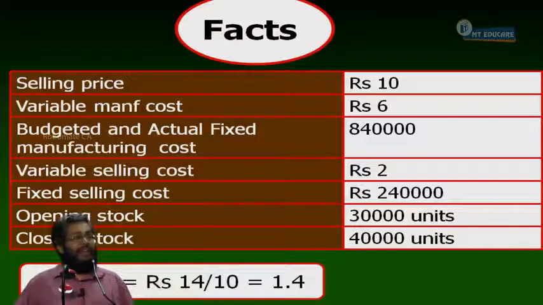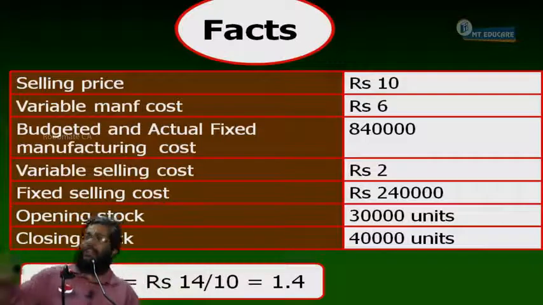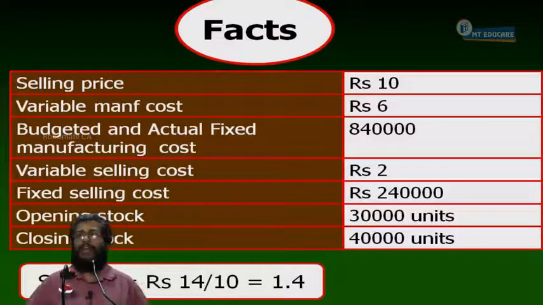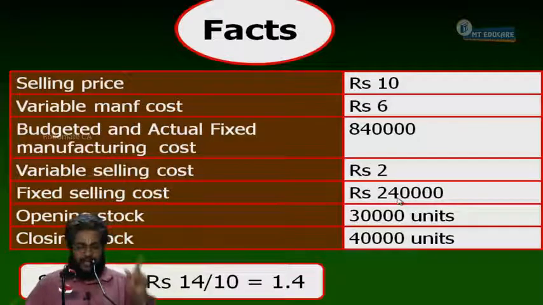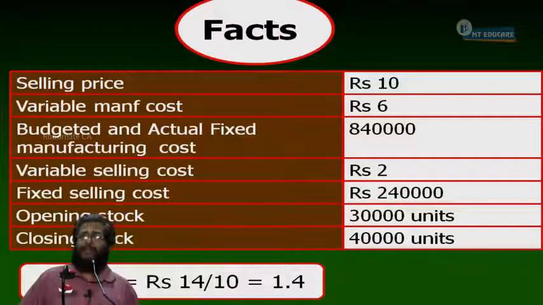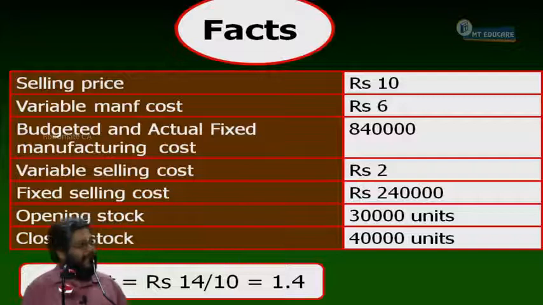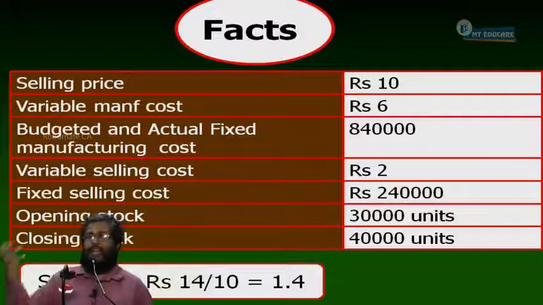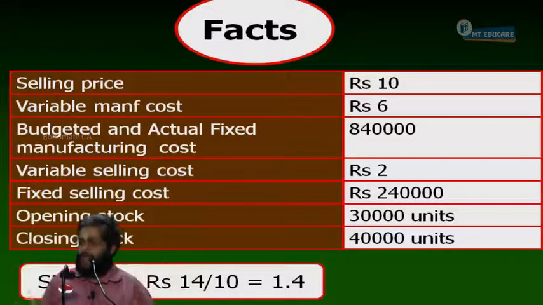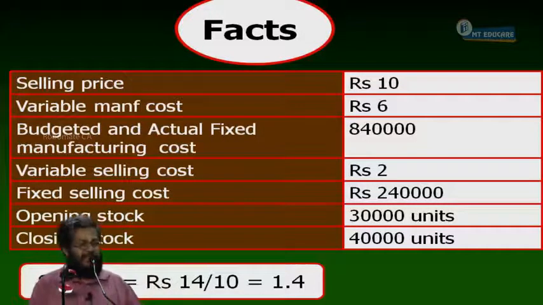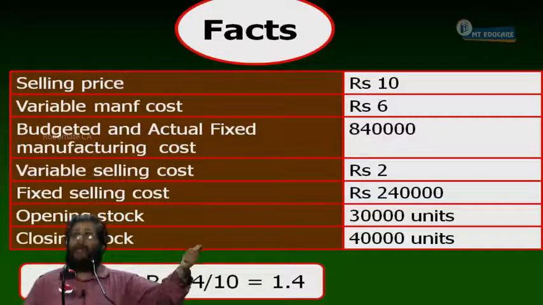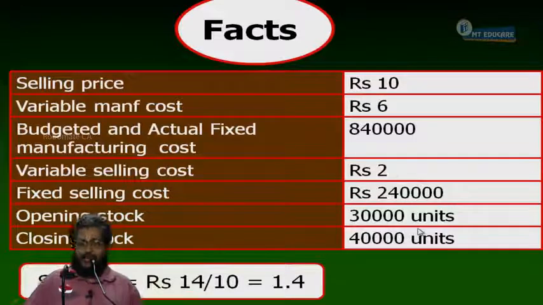1.4 rupees is what I charge for every unit when I produce. You know how much the fixed cost is here? 1.4. The stock was opening 30,000, closing how much? 40,000. Stock increase or decrease? Increase. That means a 10,000 unit stock increase takes into it how much fixed cost? 14,000, as every unit takes 1.4 rupees. The fixed cost it carries from this year to next year.